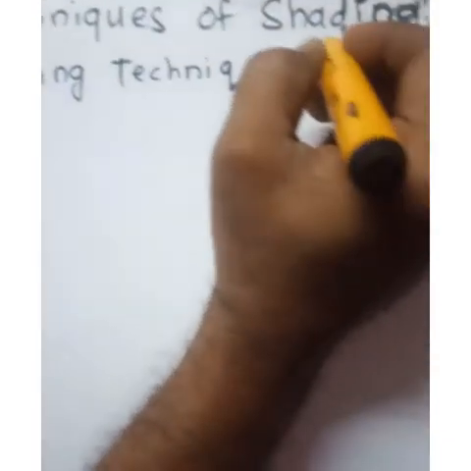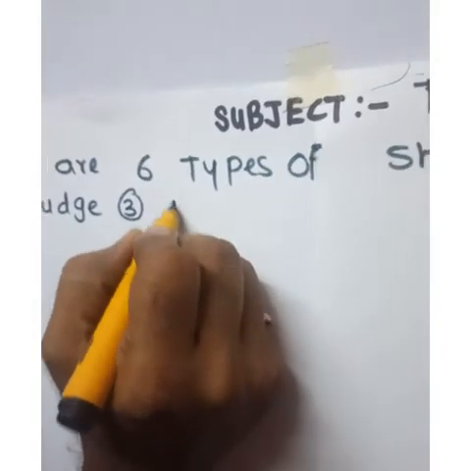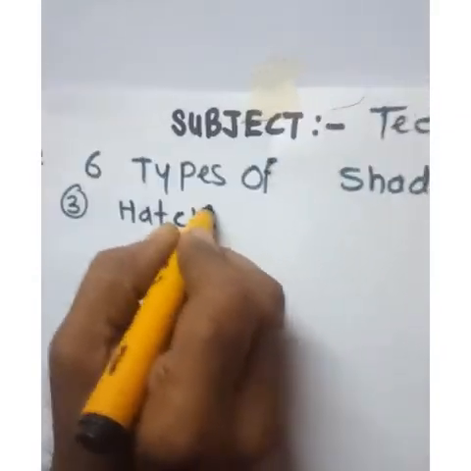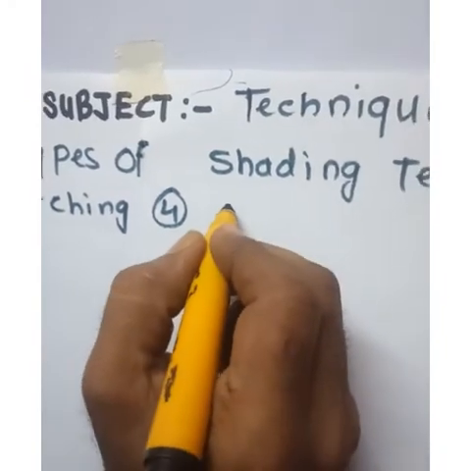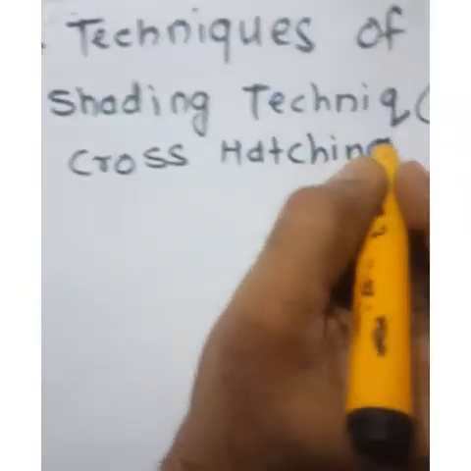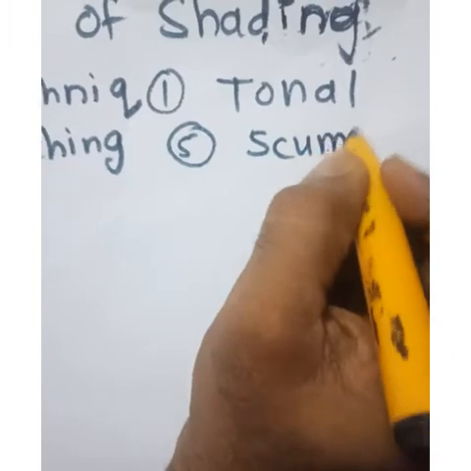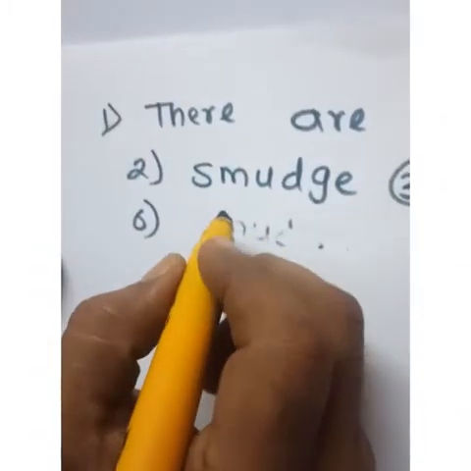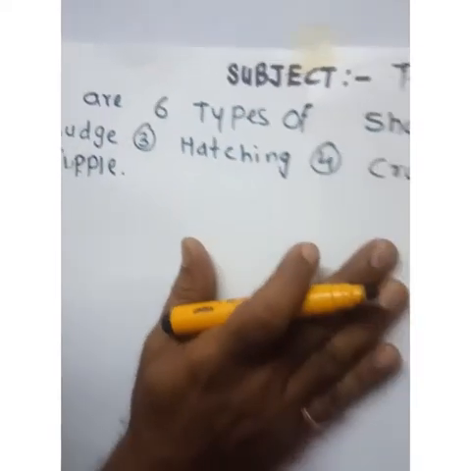One is tonal, second one smudge, third one hatching, as we call it as hatch also, fourth one cross hatching, fifth one is scumble, and sixth one is stipple. So these are the basic techniques we are going to learn.